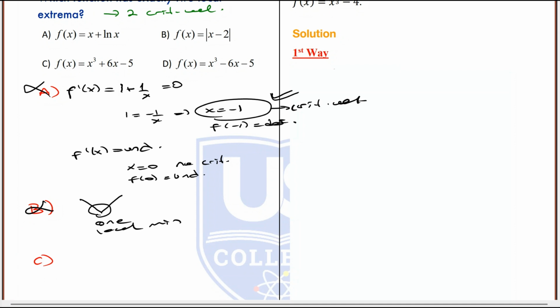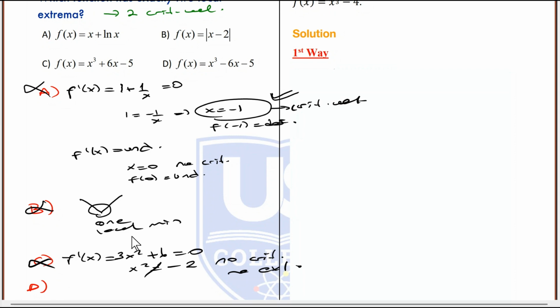Option C is a polynomial. C and D are both polynomials, so there is no number that makes the derivative undefined. So we just check the derivative being 0. F prime of x equals 3x squared plus 6, equalize it to 0. X squared will be negative 2, right? Is it possible? X squared being negative? No, it's impossible. There's no critical value, no extrema then. C is also false. So the answer should be D then.